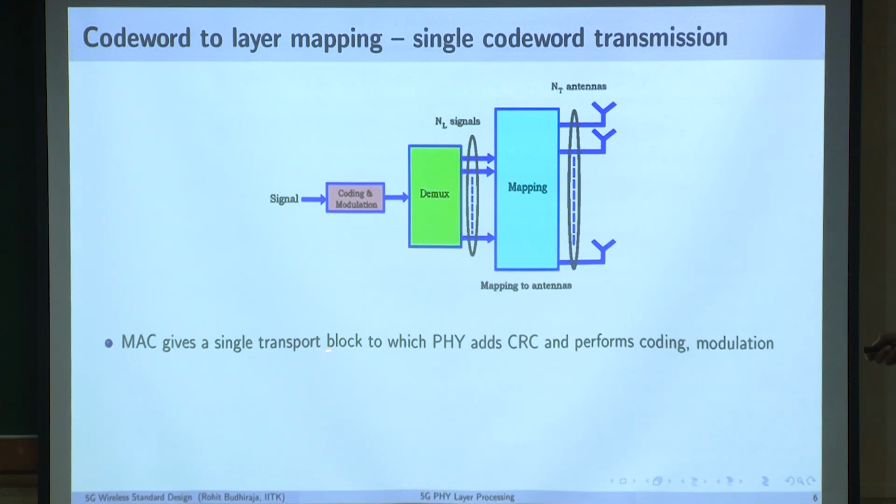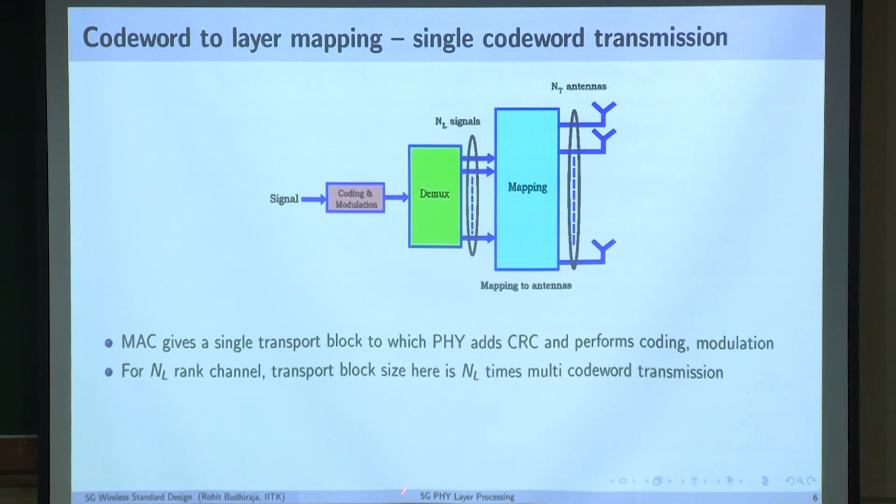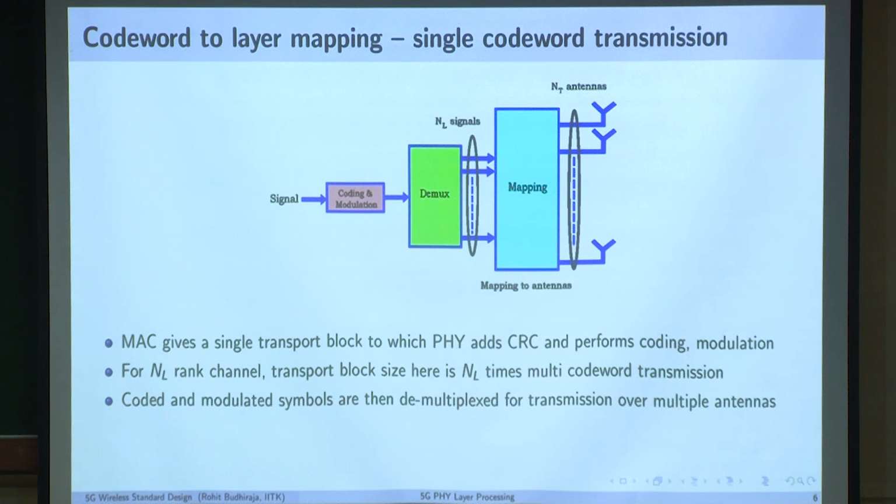So MAC gives a single transfer block to which the physical layer adds CRC and performs coding and modulation. This is another architecture. For an NL rank channel, the transfer block size here is NL times that of multi-code transmission, because in multi-code transmission MAC is sending NL code words or NL transfer blocks. Here it is sending only one transfer block, so the size of the transfer block in this case will be NL times the last case.